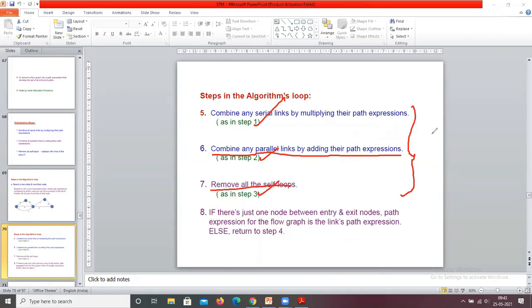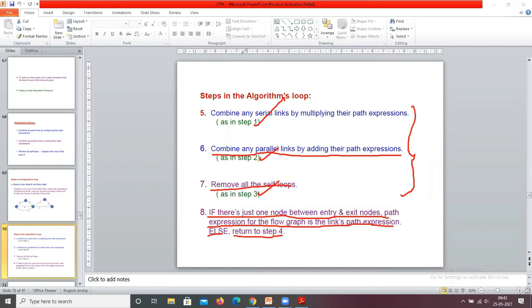Okay, if there are any serial links, combine them. If there are any parallel links, combine them. If there are any self loops, remove them. Okay, now the 8th step, this is the last step. If there is just one node between entry and exit point, the path expression for the flow graph is the link path expression. Else return to step 4.